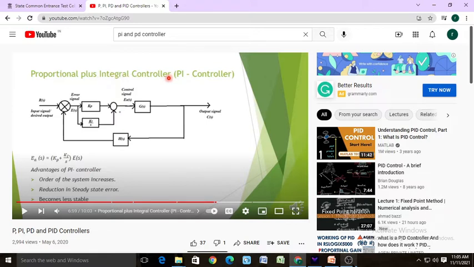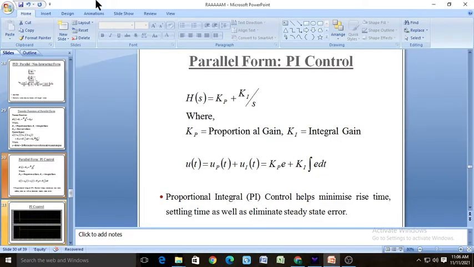Now we are going to see some control functions or advantages of this proportional plus integral control. Here the transfer function can be calculated as Kp plus Ki upon S, where Kp is the proportional gain and Ki is the integral gain. The output u of t equals up of t plus ui of t, which can be written as Kp into e plus Ki into the integration of e dt, where e is the error and t is the time.